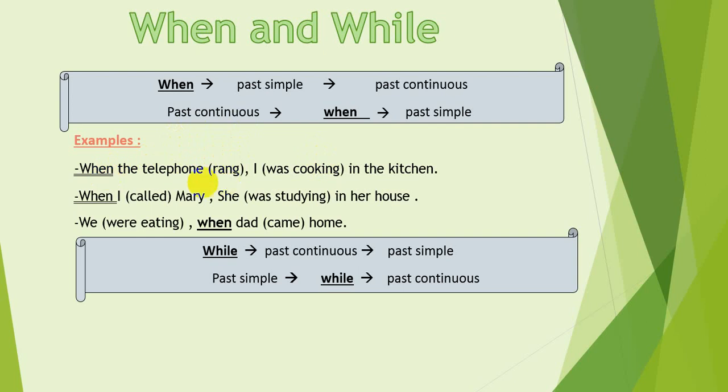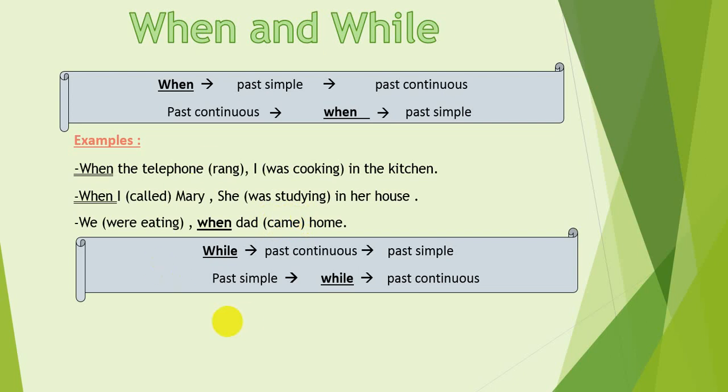Let's check the other one. When I called Mary, what tense is that? Past simple, great. She was studying in her house. So again, after when comes the past simple tense. The third example is when in the middle of the sentence. We were eating, past continuous, when Dad came home. What tense is that? Past simple. Great. Thank you. So, good job, Primary 5.